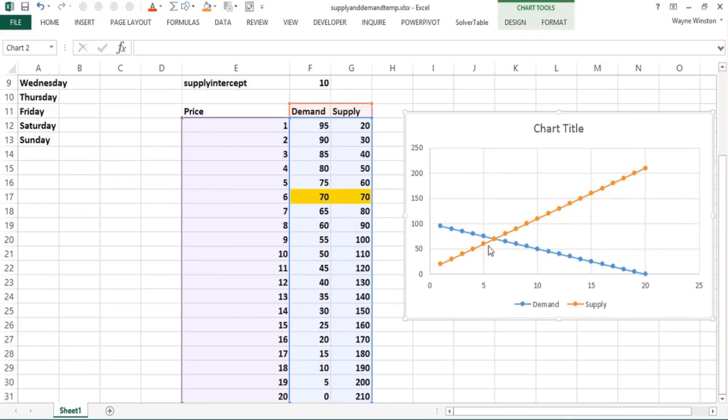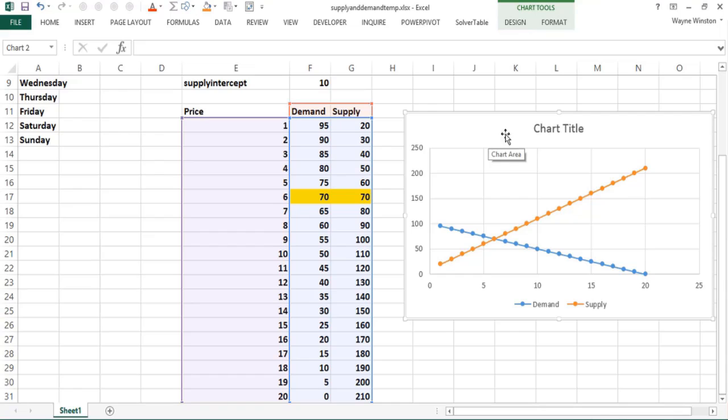Okay, so I can see when the price is $6, and basically this looks like about a 70 there, I have supply and demand matching. Blue is demand. You can see it decreases as price increases. And then orange or red is supply. It increases as price increases.